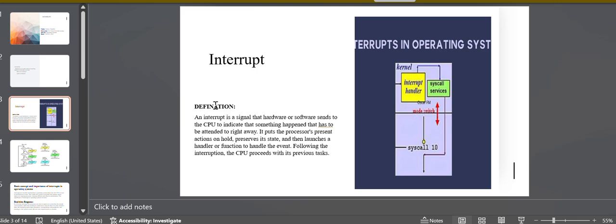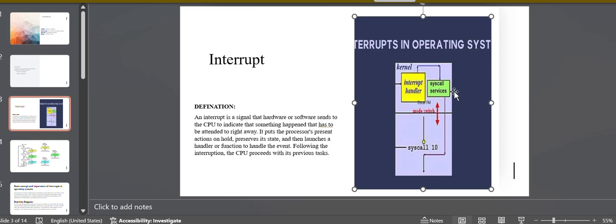An interrupt is a signal that hardware or software sends to the CPU to indicate that something happened that has to be attended to right away. It puts the processor's present actions on hold, preserves its state, and then launches a handler function to handle the event. Following the interruption, the CPU proceeds with the previous task.